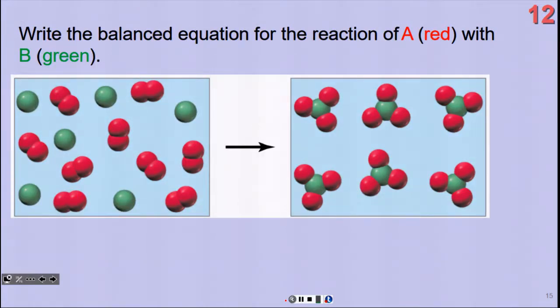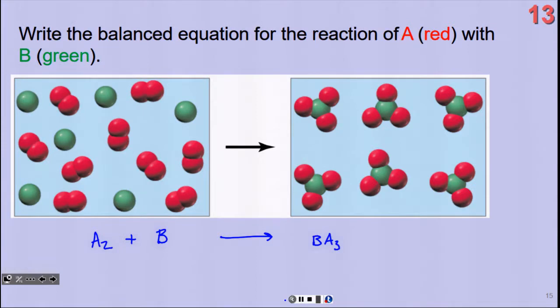Uh-oh, this would be really challenging for somebody like my son who doesn't see those colors well. So if A is A2 here, combining with green B, what are they combining to make this time? So A is the red ones. Apparently you're going to have BA3 as a result. And so how do we have to do to make this one come out even?